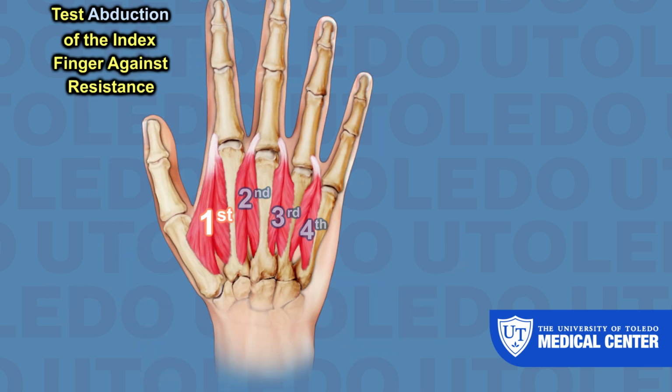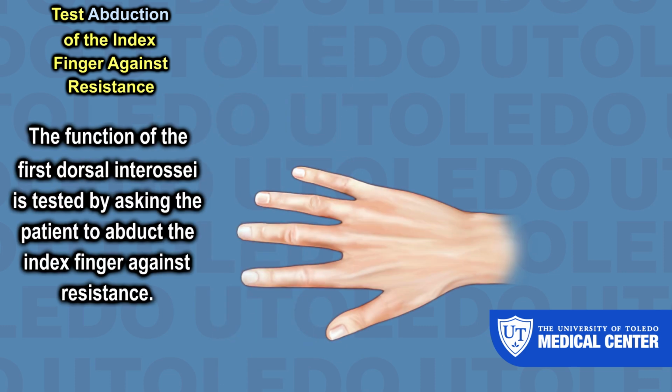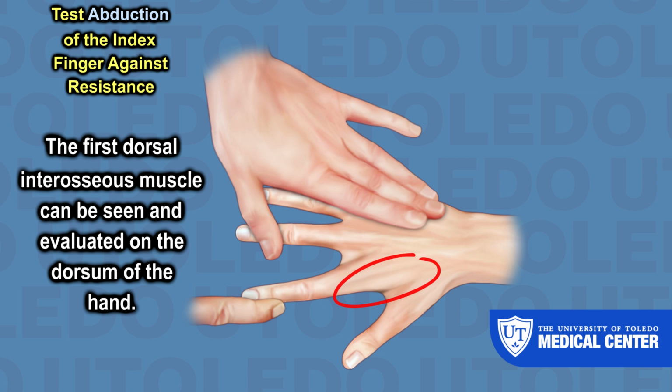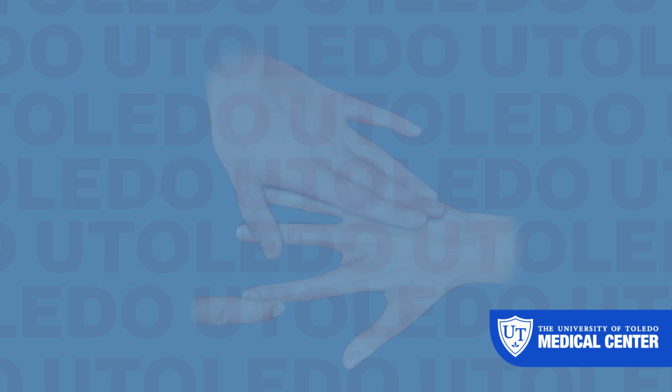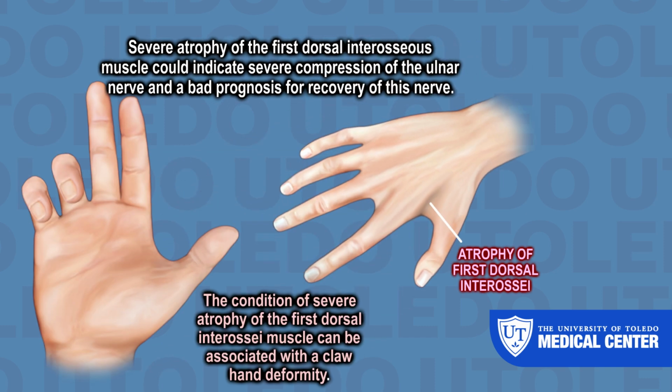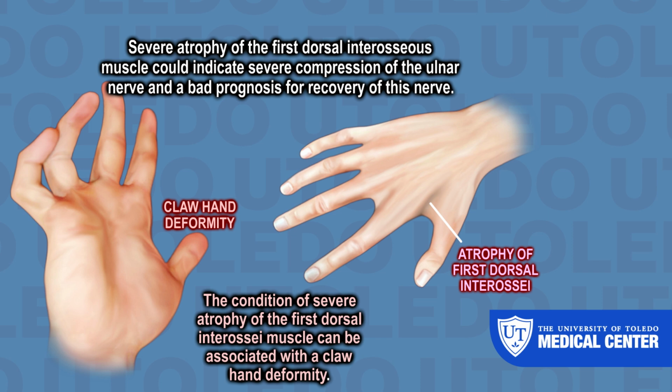Testing abduction of the index finger against resistance. The function of the first dorsal interossei is tested by asking the patient to abduct the index finger against resistance. The first dorsal interosseous muscle can be seen and evaluated on the dorsum of the hand. Severe atrophy of the first dorsal interosseous muscle could indicate severe compression of the ulnar nerve and a bad prognosis for recovery of this nerve. The condition of severe atrophy of the first dorsal interossei muscle can be associated with a claw hand deformity.